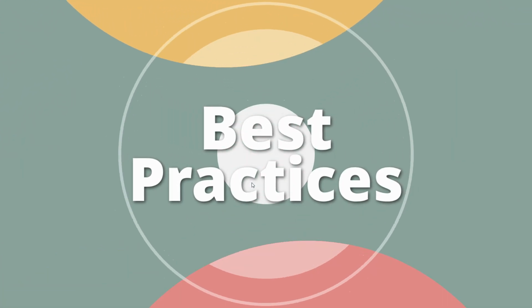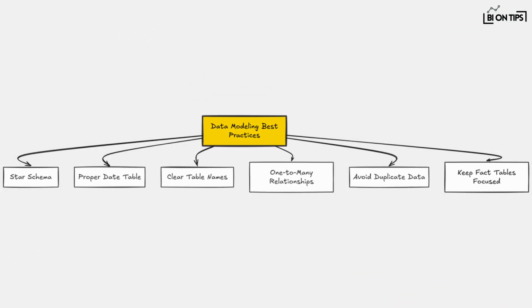So what are some best practices you should follow? First, whenever possible, use a star schema. Second, keep your fact tables narrow and focused on business events. Third, create a dedicated dimension table for descriptive information. Fourth, hide technical key columns when they are not needed by report users.